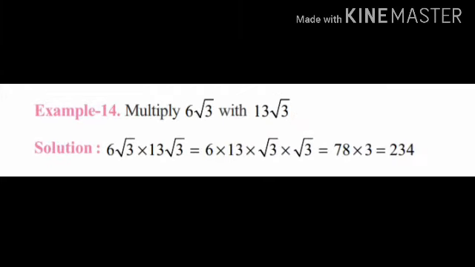Example 14. Multiply 6 root 3 with 13 root 3. Solution. 6 root 3 into 13 root 3 is equal to 6 into 13 into root 3 into root 3. That is equal to 78, and root 3 into root 3 is 3. Therefore 78 into 3 is equal to 234.